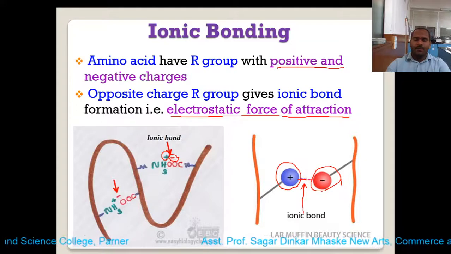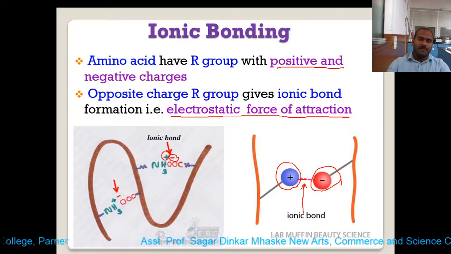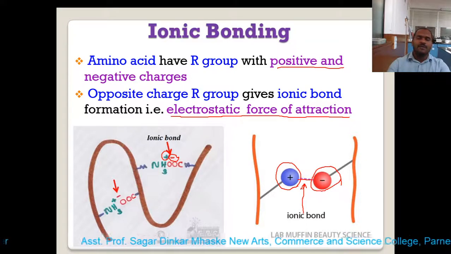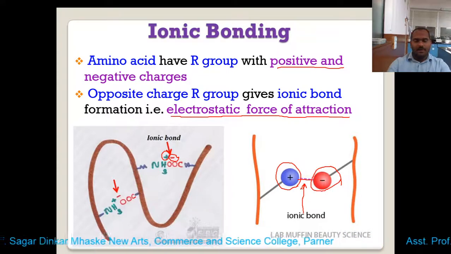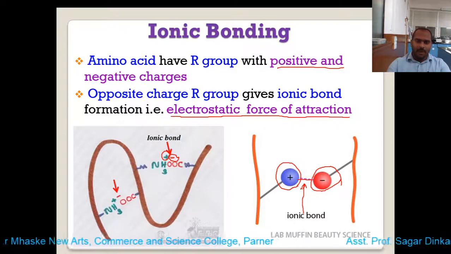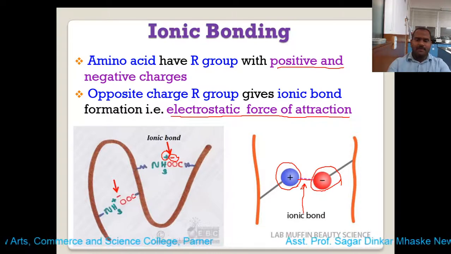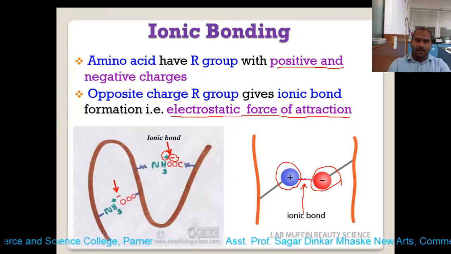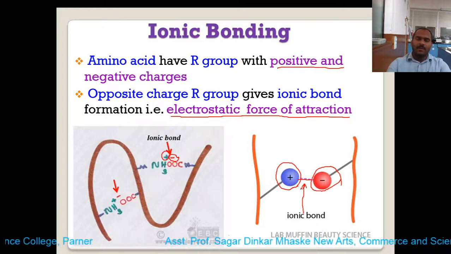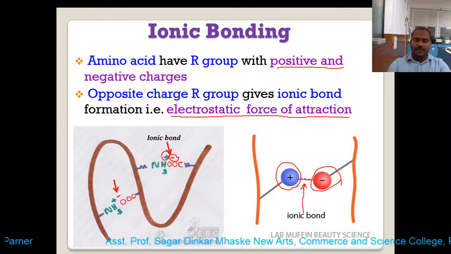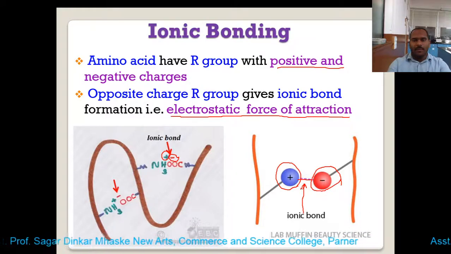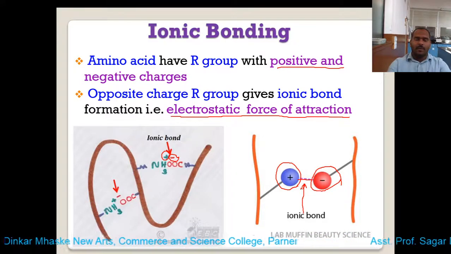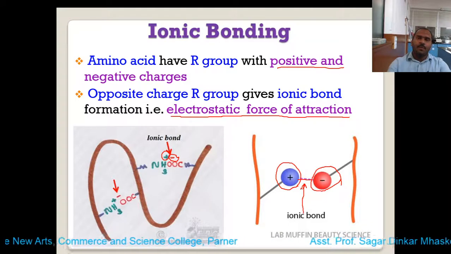So ionic bond formation results from oppositely charged R groups, having either plus or minus charge. But if the opposite case happens, that is, if same-charge R groups come closer to each other, there will be repulsion, which will destabilize the polypeptide chain or the protein. So this is the third type of bonding which is present in the polypeptide chain.